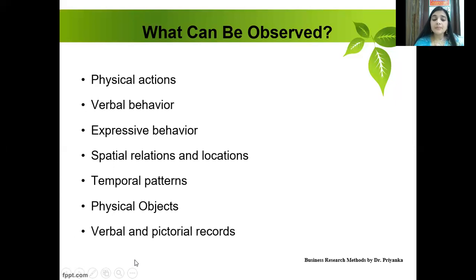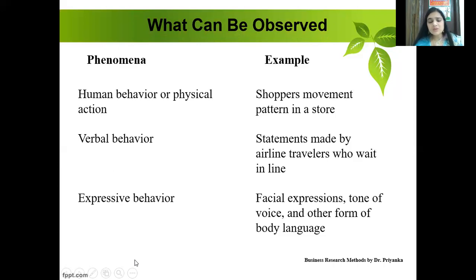Then verbal and pictorial records, for example, content of a memorandum. So these are the basic things which can be observed. Let us have a look at them with one example each. Though I have mentioned the examples, just for you to remember, I have put them in the PPT as well.